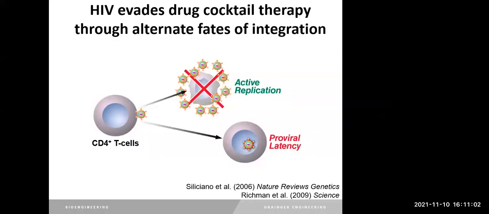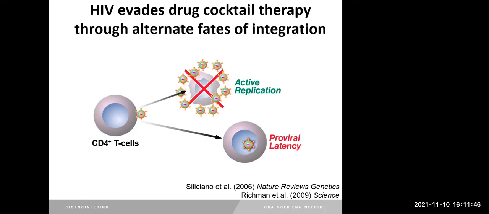And this occurs because HIV evades drug cocktail therapies through alternate fates of integration. Upon infection of CD4 positive T cells, HIV also infects other types of cells. I'll get to that later, other host cell types that are of interest. But in this case, CD4 positive T cells, HIV primarily takes an actively replicating state where it hijacks the cell of its resources. It integrates its genome into the DNA of the host cell. It creates hundreds of viral progeny. It lyses the cell, and in a chain reaction, it infects all the other T cells.